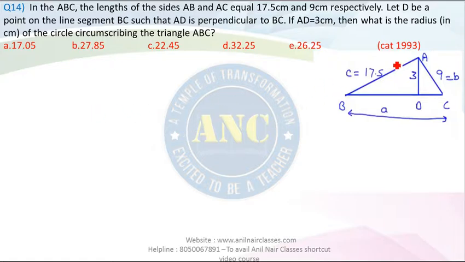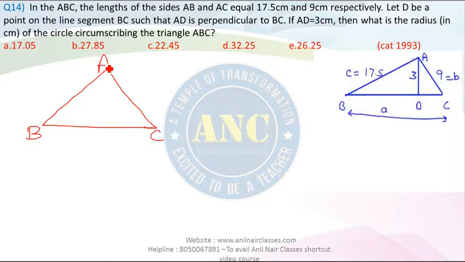That means there is a triangle given here, ABC. AB is given as 17.5 centimeters, and AC is given as 9 centimeters. Let me draw the triangle once again for your better understanding. This is the triangle which is given, so this is the triangle A, B and C.